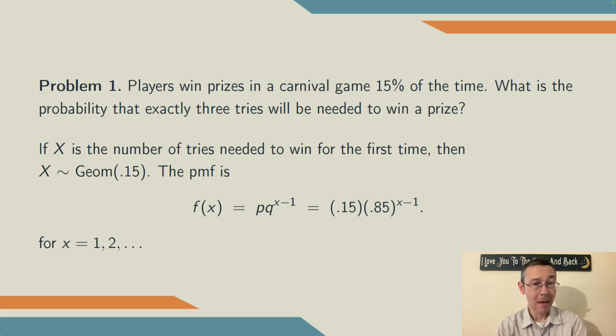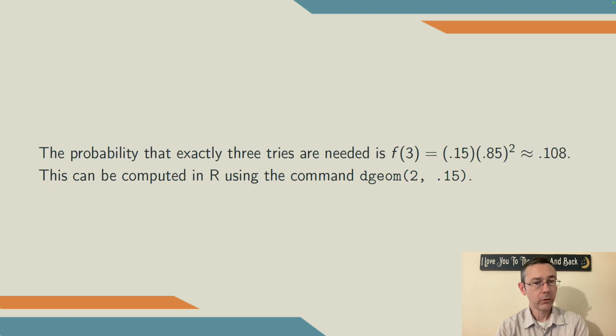So the probability mass function for x is going to be pq to the x minus 1, since you need one success after you have x minus 1 failures. And so when we plug in p equals 0.15 and q equals 0.85, you can see the probability mass function there. And the support there is 1, 2, 3, etc., because x is representing the total number of tries. So to solve this problem, we just have to plug in 3. f of 3 ends up being about 0.108, so there's about an 11% chance that exactly 3 tries are needed.